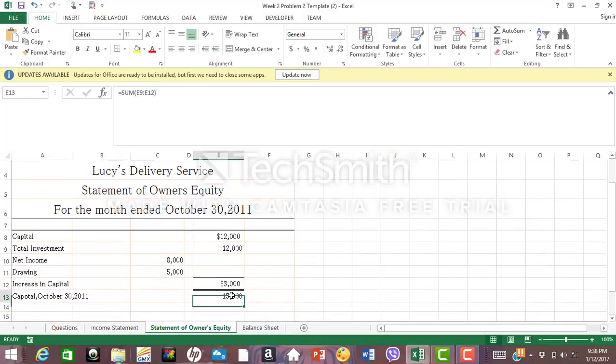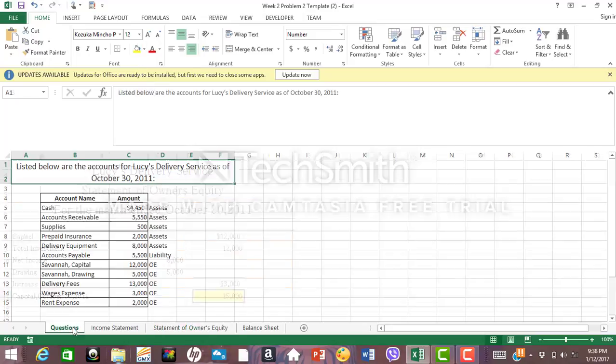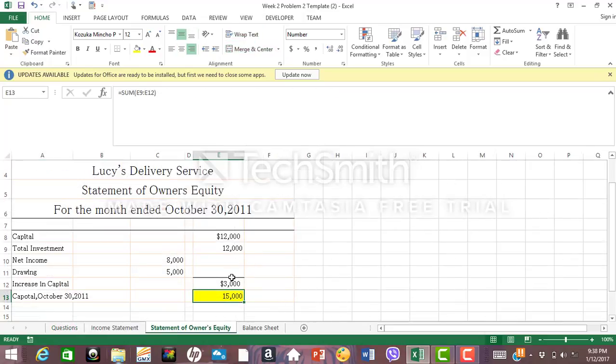So it would be 15,000, and I am actually going to highlight this. So when you go over here in the questions, and this would have said the delivery, says November 30th, you would automatically see under the capital over here, not the 12,000, you will see 15,000 in November 1st. So that's what the increase in capital means over here, and then you add both of them and you would get a new owner's equity.